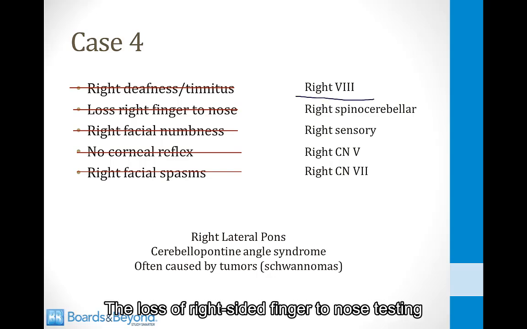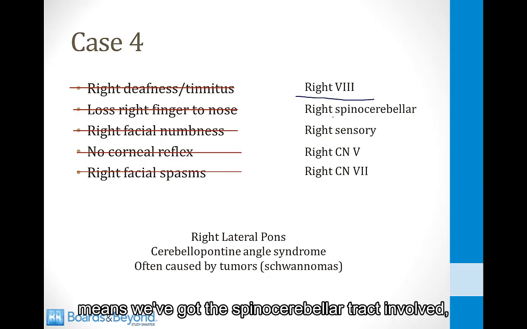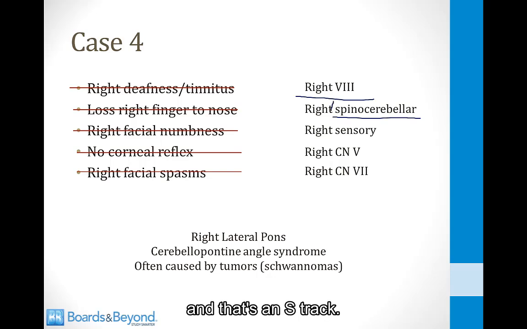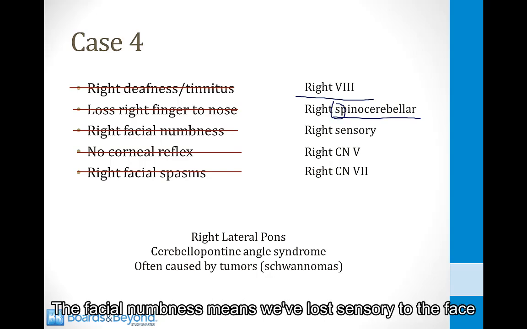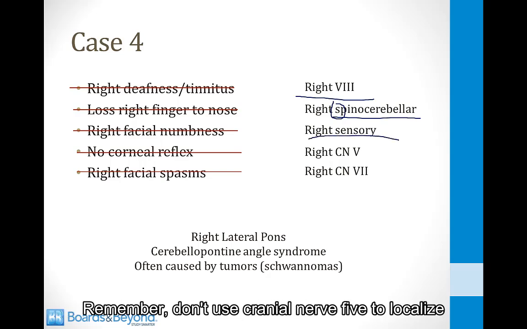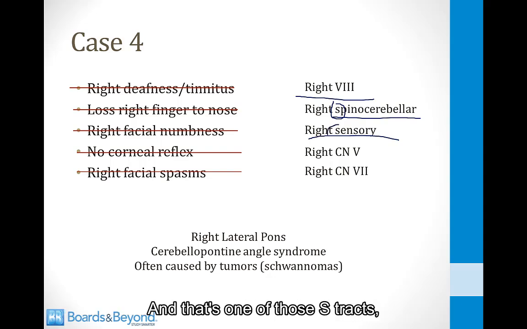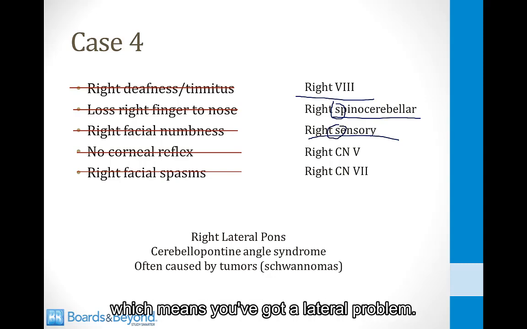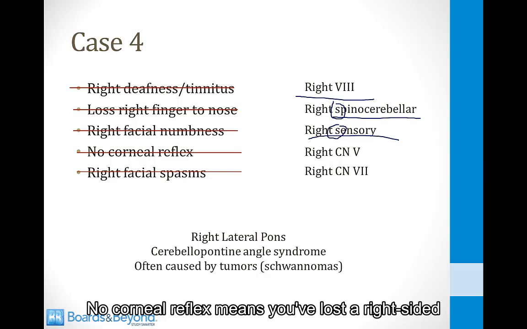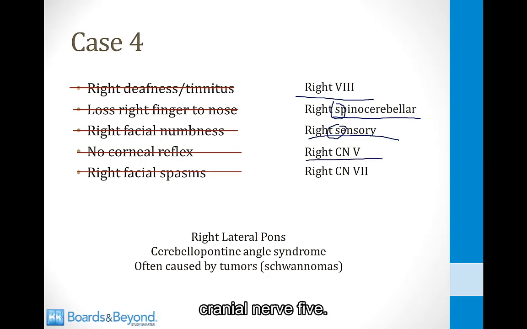The loss of right-sided finger-to-nose testing means we've got the spinocerebellar tract involved, and that's an S tract, so we know it's a lateral lesion. The facial numbness means we've lost sensory to the face on the right side. Remember, don't use cranial nerve 5 to localize a lesion to the pons. Use it as evidence of sensory loss, and that's one of those S tracts, which means you've got a lateral problem. No corneal reflex means you've lost right-sided cranial nerve 5, and the facial spasms mean you've lost right-sided cranial nerve 7.